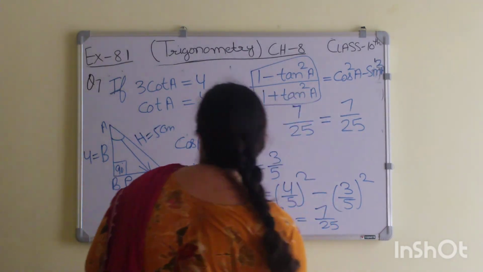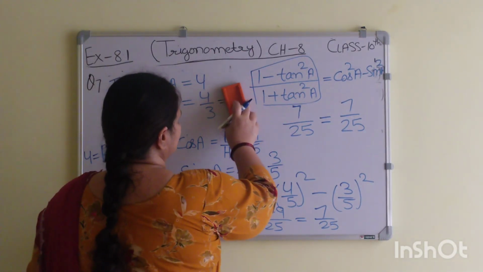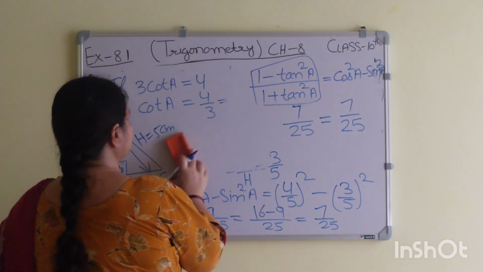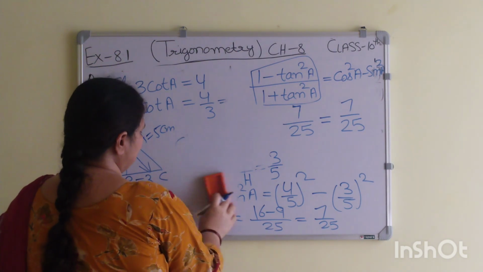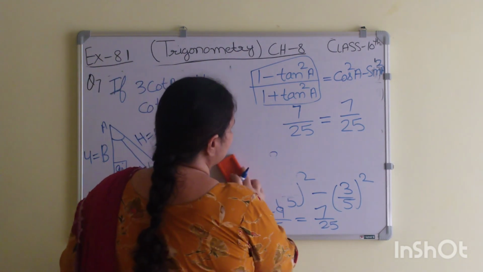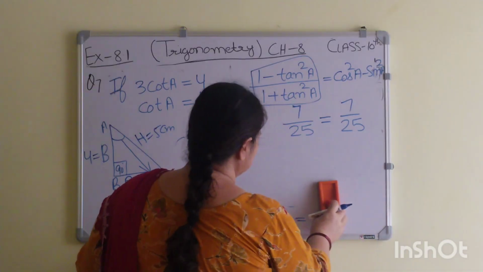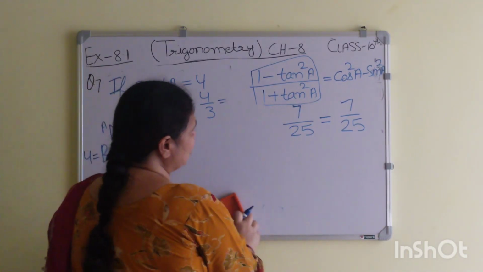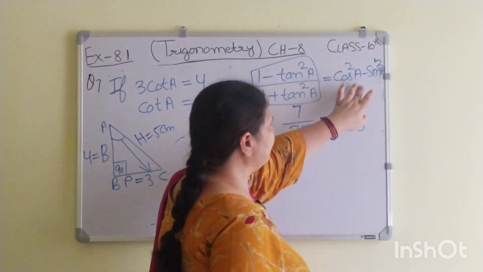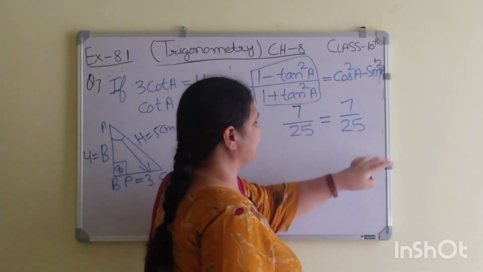So we can say that (1 minus tan square A) upon (1 plus tan square A) is equal to cos square A minus sin square A.